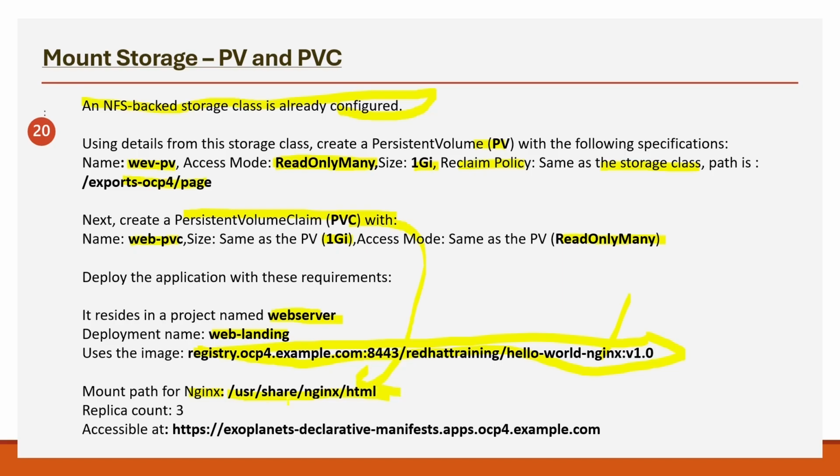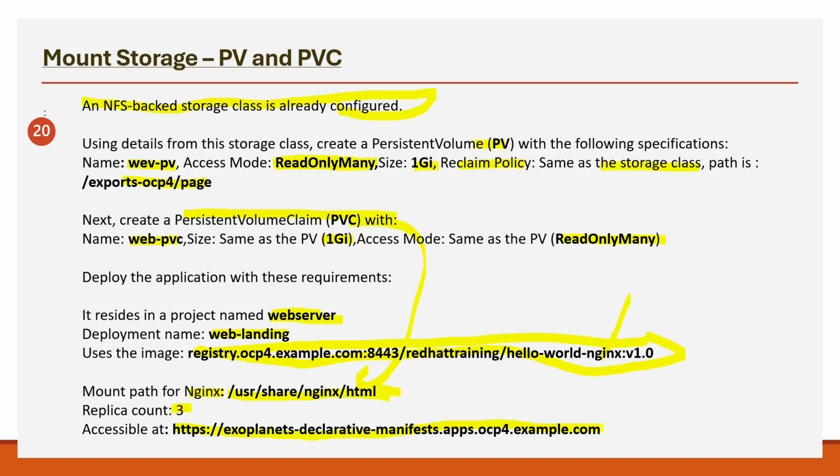Okay, the replica count is 3, which means we need to ensure 3 replicas are running and accessible from outside through this URL. So we need to create a deployment, then a service and a route in order to access this deployment from outside. So it is a very difficult question and you need to understand it very well.